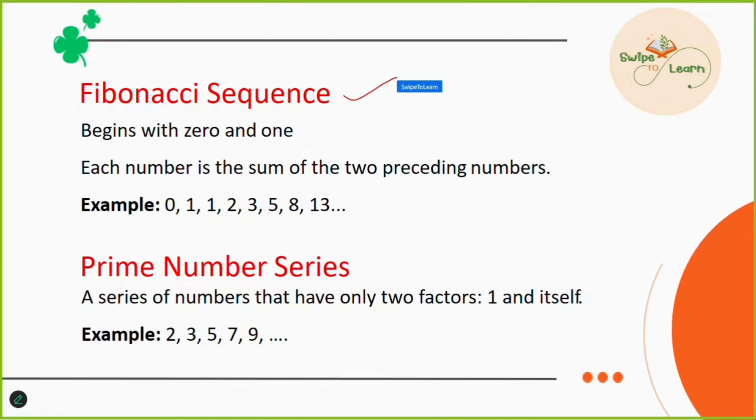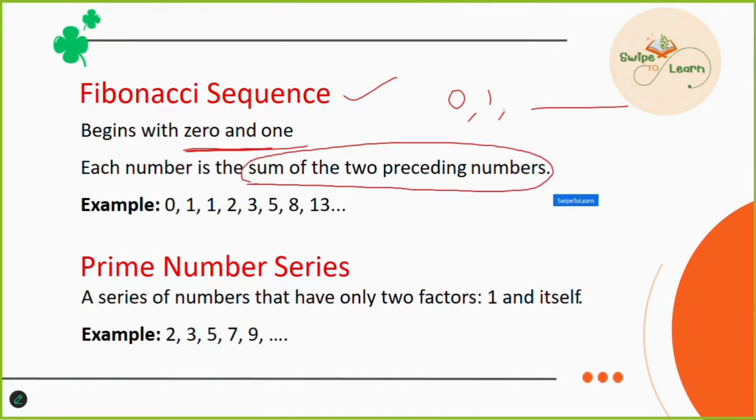The next one is the Fibonacci sequence, which is nature's favorite. You can easily identify a Fibonacci series because it starts with 0 and 1. The sequence starts with 0, 1, and is followed by the rest. What is the logic behind the Fibonacci series? Each term is the sum of the two preceding numbers. So the sum of these two numbers would be this term.